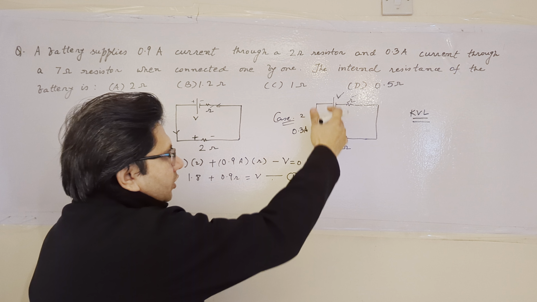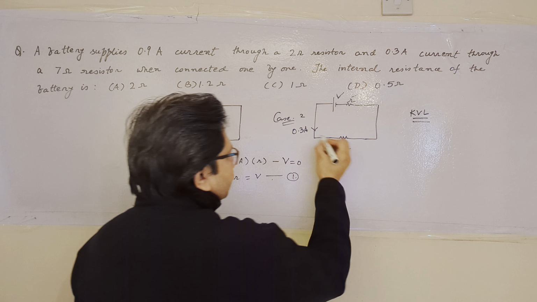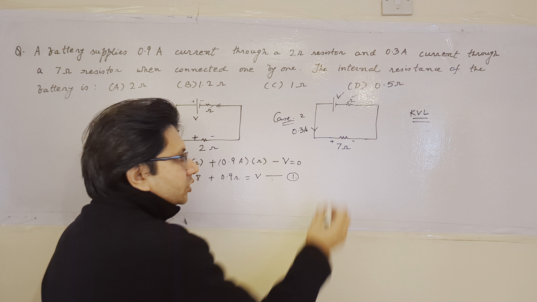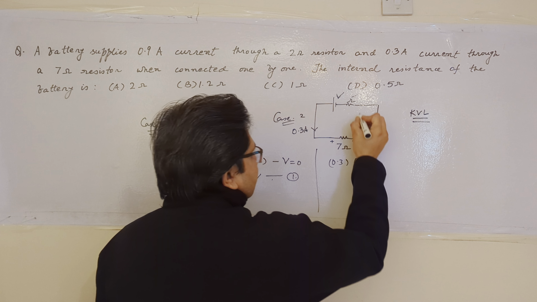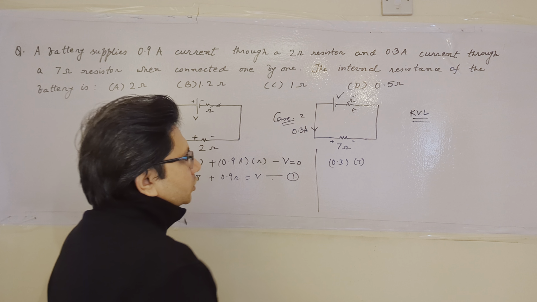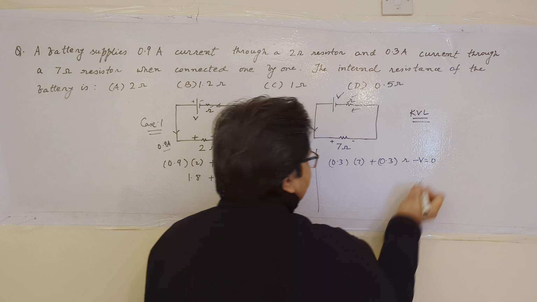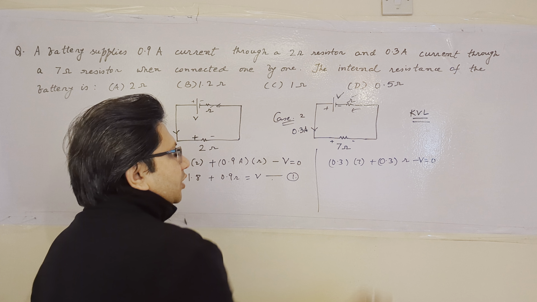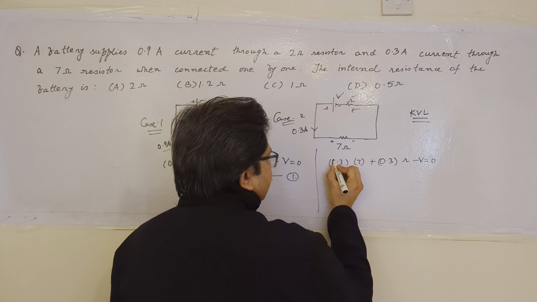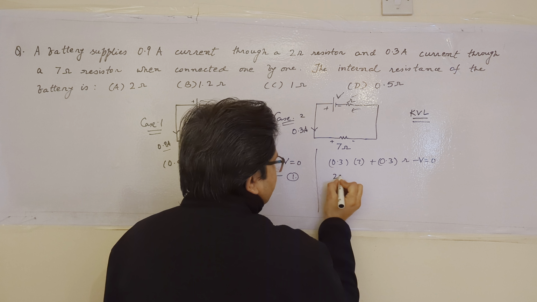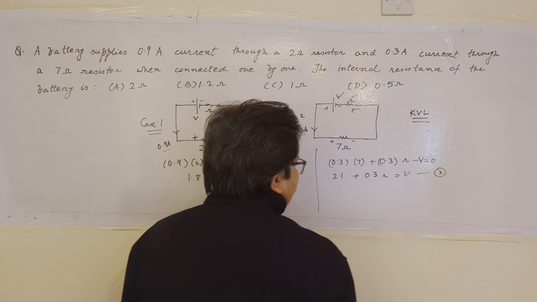Now in a similar manner we apply KVL in the second situation. In the second situation the current flowing is 0.3 ampere. The first term, the voltage across the 7 ohm resistor, is 0.3 multiplied by 7. Then the current goes through the internal resistance, so the voltage drop across it is 0.3 multiplied by small r, minus V equals 0 because the current is entering at the minus terminal of the battery. Taking the negative V to the right hand side and multiplying 0.3 by 7, you get 2.1 plus 0.3 r equals V. This is our equation number 2.